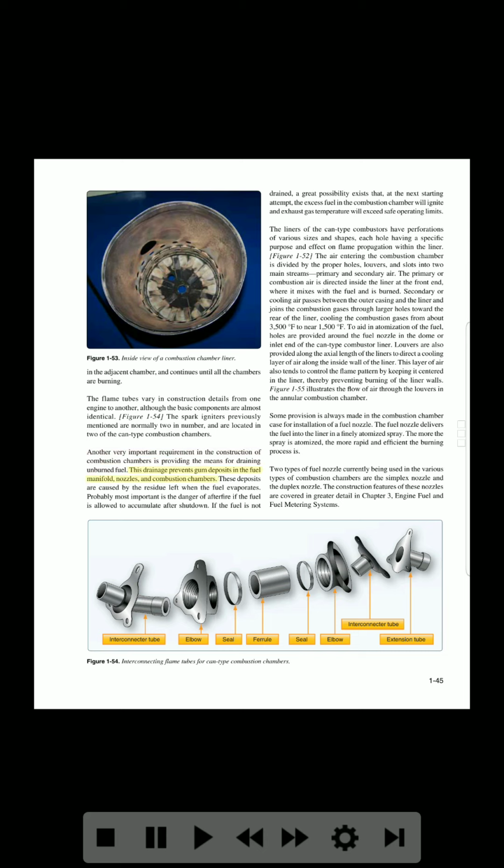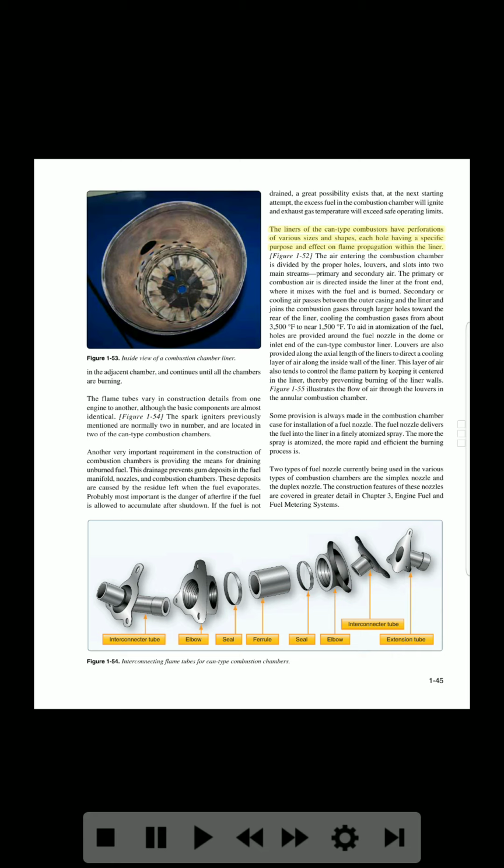This drainage prevents gum deposits in the fuel manifold, nozzles, and combustion chambers. These deposits are caused by the residue left when the fuel evaporates. Probably most important is the danger of afterfire, if the fuel is allowed to accumulate after shutdown. If the fuel is not drained, a great possibility exists that, at the next starting attempt, the excess fuel in the combustion chamber will ignite and exhaust gas temperature will exceed safe operating limits.